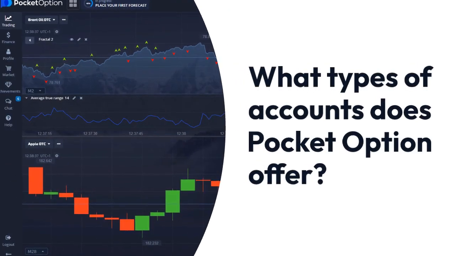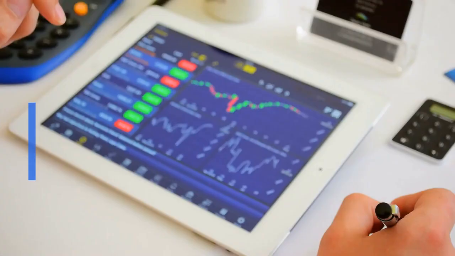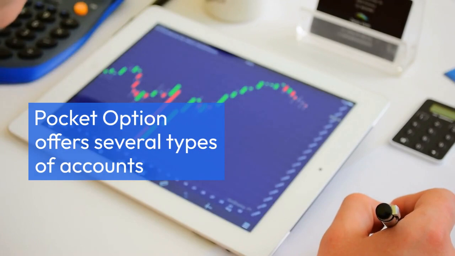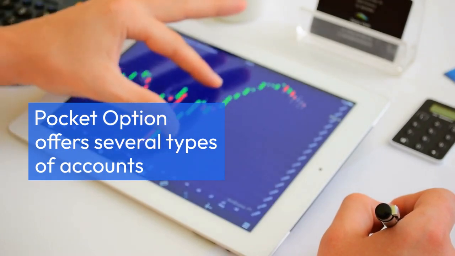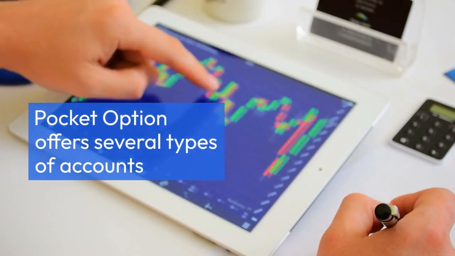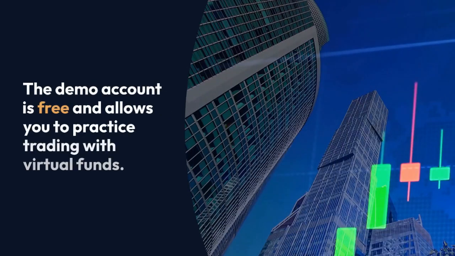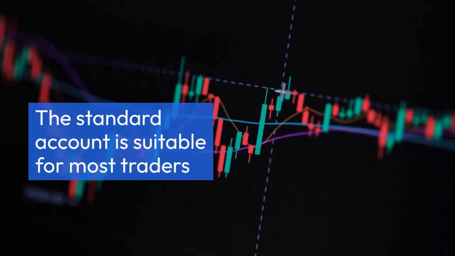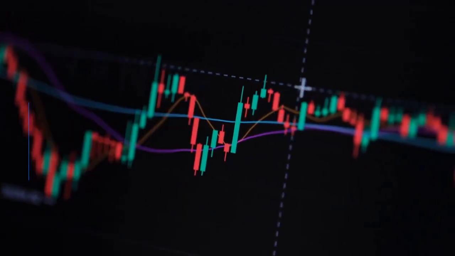What types of accounts does Pocket Option offer? Pocket Option offers several types of accounts, including demo accounts, standard accounts, and VIP accounts. The demo account is free and allows you to practice trading with virtual funds. The standard account is suitable for most traders, while the VIP account offers additional benefits like higher payouts and exclusive promotions for traders who deposit larger amounts.